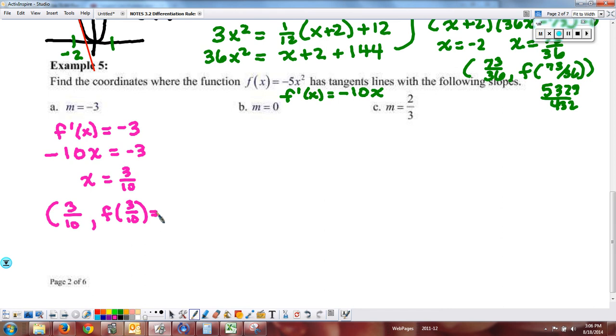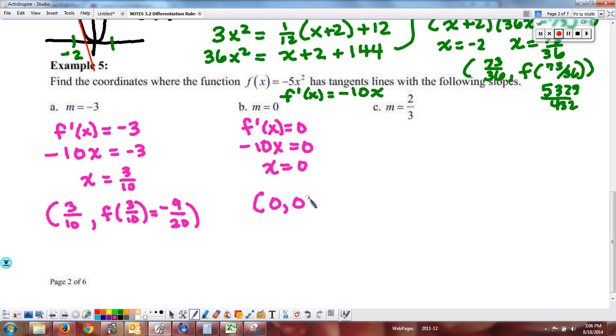So we end up with 9 over 100 times 5, that's 9, -9 over 20 as our y value. So just make sure you answer the question that they have asked you. Slope is 0, f prime of x equal to 0, -10x equals 0, and x equals 0. And again, the coordinates of where that happens would be 0, and plugging that in, f of 0 is 0.